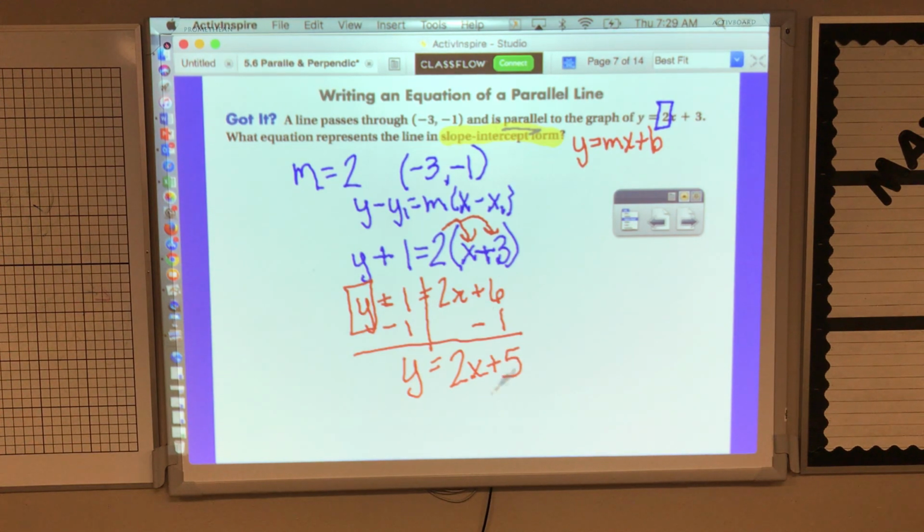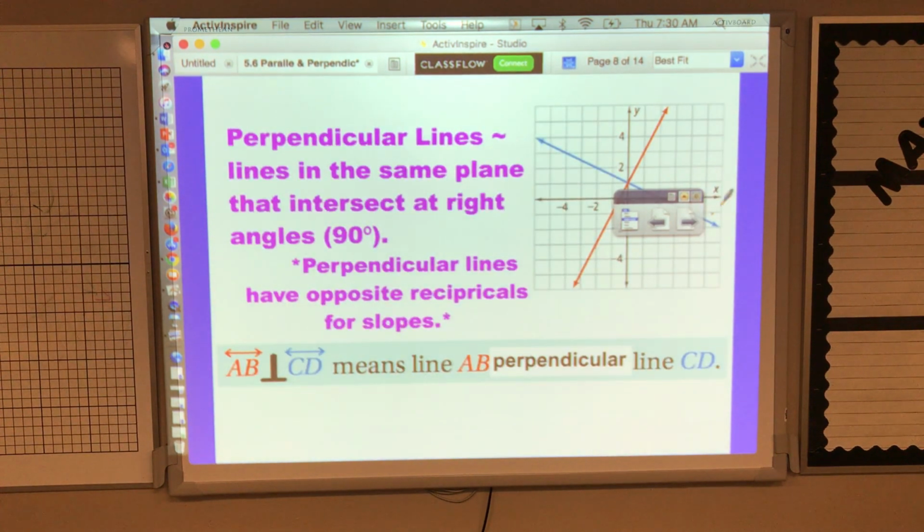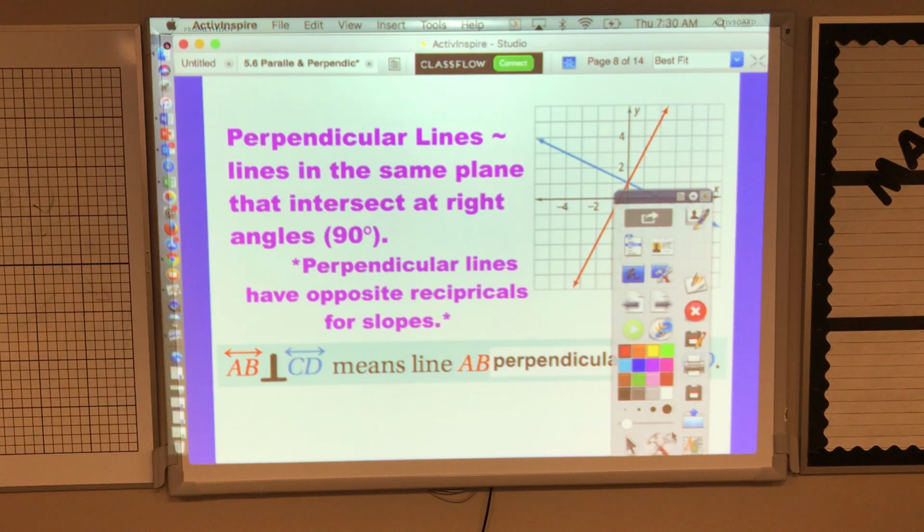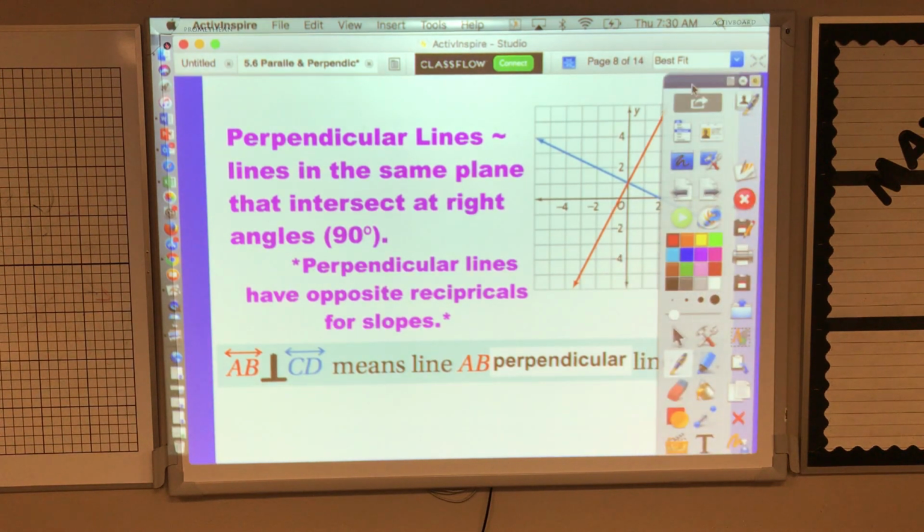And to check it, we can look at our slopes. Slope of 2, slope of 2, perfect. Y-intercept of 3, y-intercept of 5. They're different. So they're starting at different points, but changing at the same rate, which makes them parallel. The other part of the lesson today is perpendicular lines.